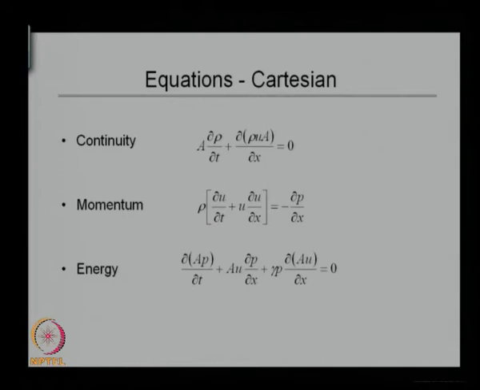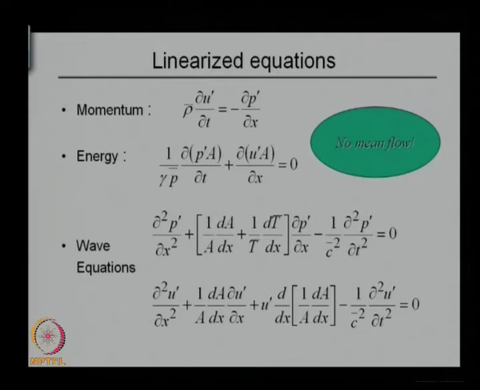So we write the continuity, momentum and energy equations as described here. We have done this as an assignment, and if you have any difficulty in this, just feel free to contact me. So we linearize the equations, that is we write P equal to P bar plus P prime, U equal to U bar plus U prime, but then we say U bar is 0, density is rho bar plus rho prime and so on and so forth.